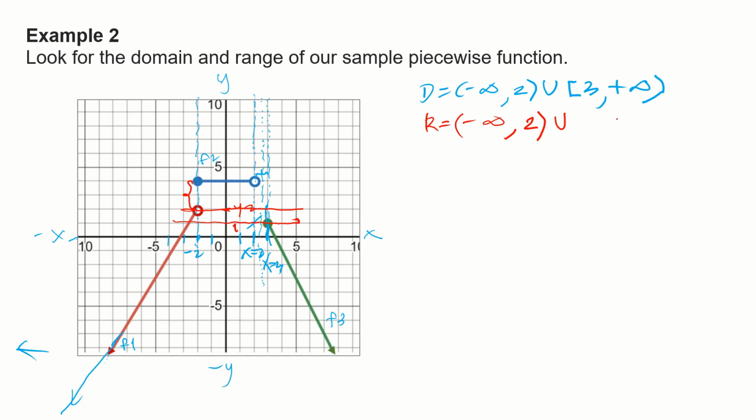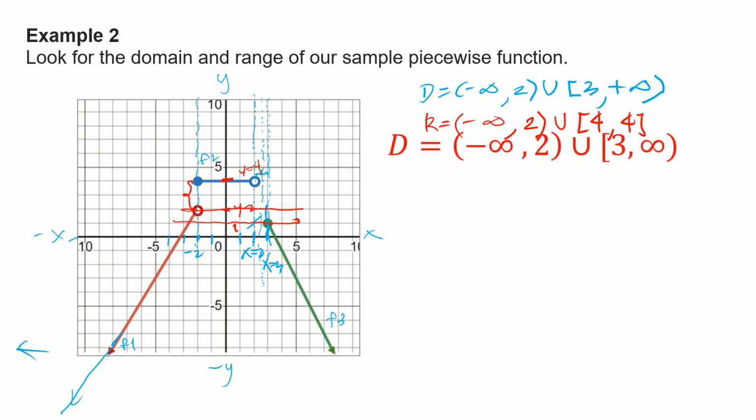So to continue the value of our range, let us examine the graph of subfunction number 2. There is a hole also. However, some part of subfunction number 2 includes this value. So what is the value of this one? This is y is equal to 4. Therefore, our range is from negative infinity to 2, union 4 to 4.